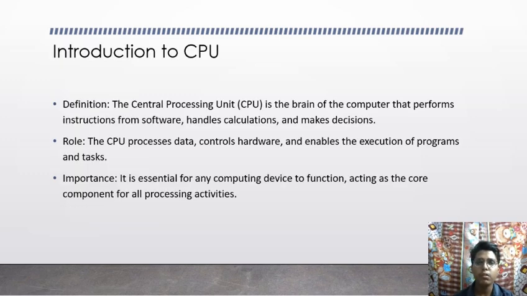CPU registers, CU and ALU, CPU performance factors, modern CPUs, and conclusion. Introduction to CPU. Definition: the central processing unit, CPU, is the brain of the computer that performs instructions from software, handles calculations, and makes decisions. Role: the CPU processes data, controls hardware, and enables the execution of programs and tasks. Importance: it is essential for any computing device to function, acting as the core component for all processing activities.